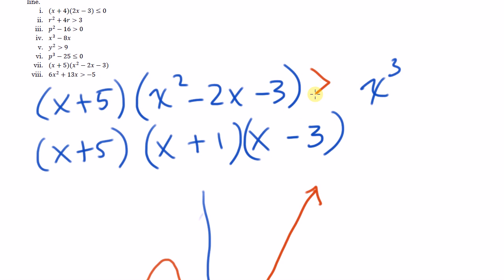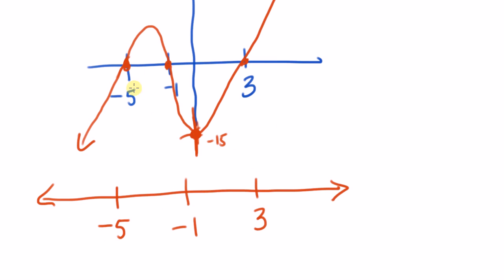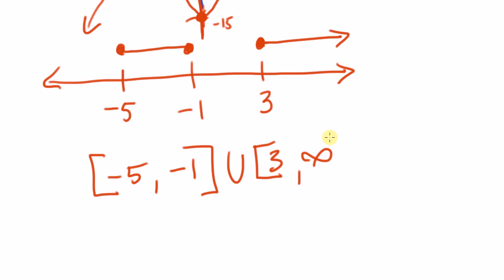Okay, so when is it greater than or equal to 0? To graph this solution, where it's greater than or equal to 0 is in between negative 5 and negative 1, and from 3 to infinity. So we have from negative 5 to negative 1, including both values, and then there's a gap, so I have a union, and then from 3 to infinity. There you go.